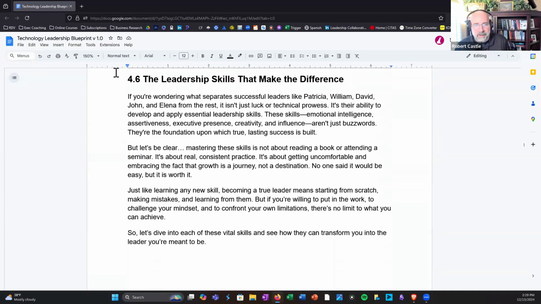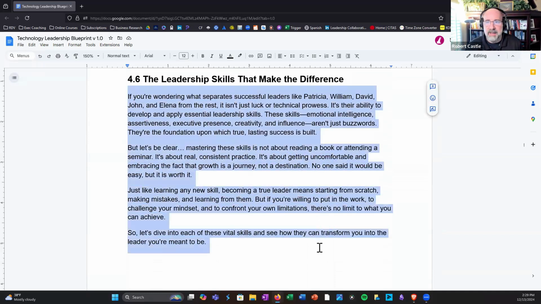So if you're wondering what separates leaders like Patricia, William, David, John, and Alina from the rest, it isn't luck or technical prowess. It's their ability to develop and apply essential leadership skills. These skills, emotional intelligence, assertiveness, executive presence, creativity, and influence, aren't just buzzwords. They're the foundation upon which true lasting success is built.